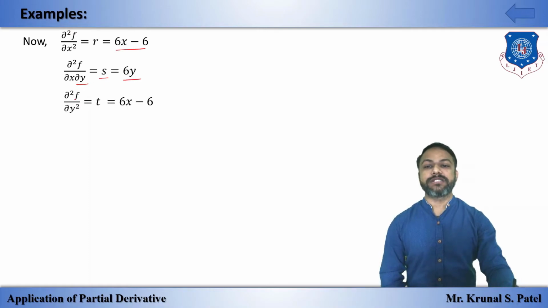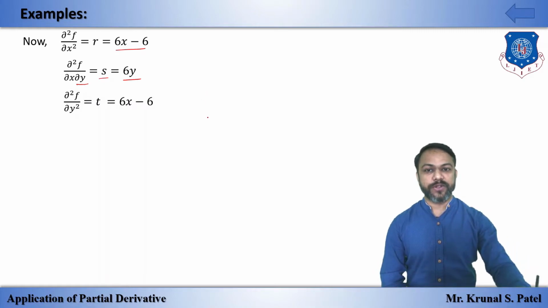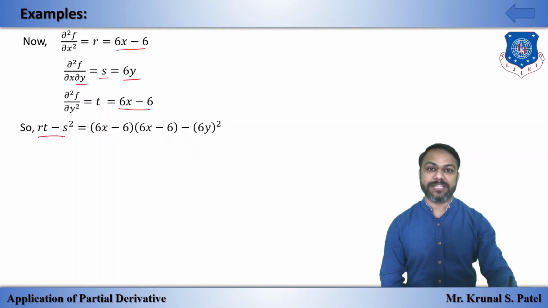Same way, del square f by del y square. So you have to use a notebook and pen. Whenever you are watching this video, use a notebook and pen and write down so you can see the steps. With respect to y, the second derivative is 6x minus 6. Now, after getting the values of r, s, t, we will find rt minus s square, as we have seen. So r into t minus s square, that means the whole square.